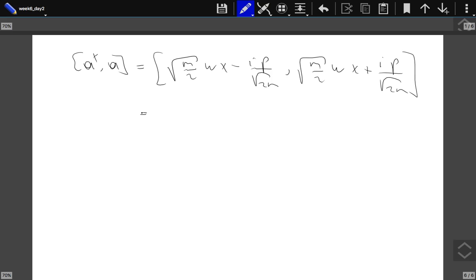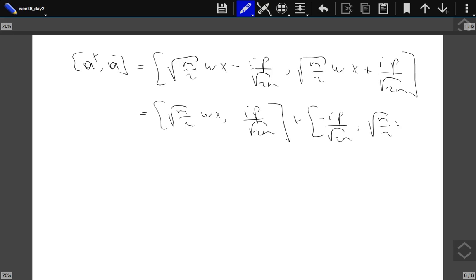Well, the commutator of the first terms is 0. It's just x commutator with x. The commutator of the second terms is 0. It's the commutator of p with p. So it's the commutator of the first and the second term, and the second and the first term that will be non-zero. So this is equal to square root of m over 2 omega x, i p over square root of 2m, plus minus i p over square root of 2m, times square root of m over 2 omega x.